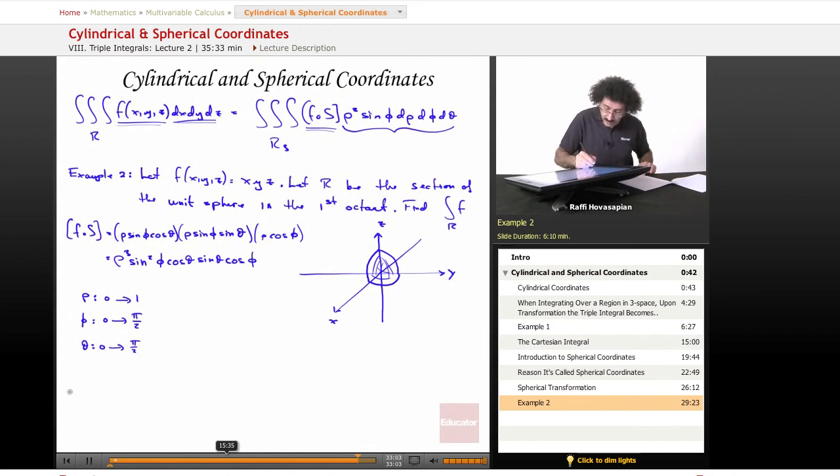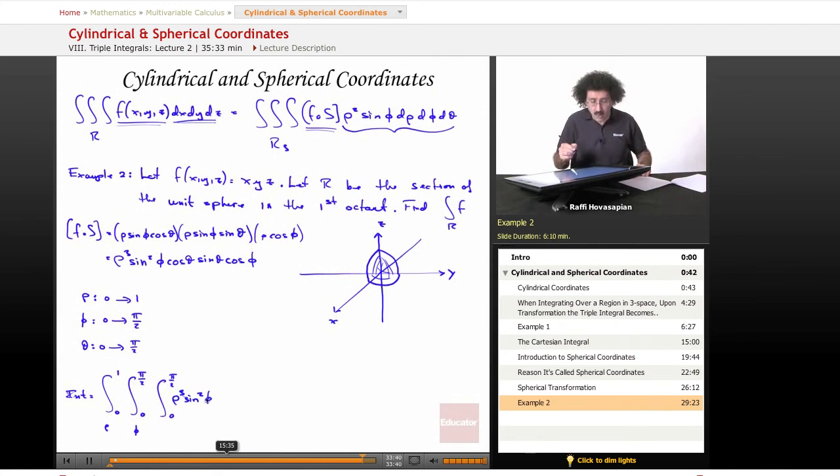So now we're ready for our integral. Our integral equals, from 0 to 1, that's going to be our rho. We have 0 to pi over 2, let's make that our phi. So I'll go ahead and write rho and phi. It's always good to write the variables underneath. And then our theta is going to be 0, again, to pi over 2. And of course, we have our function. So we have rho cubed sine squared phi.